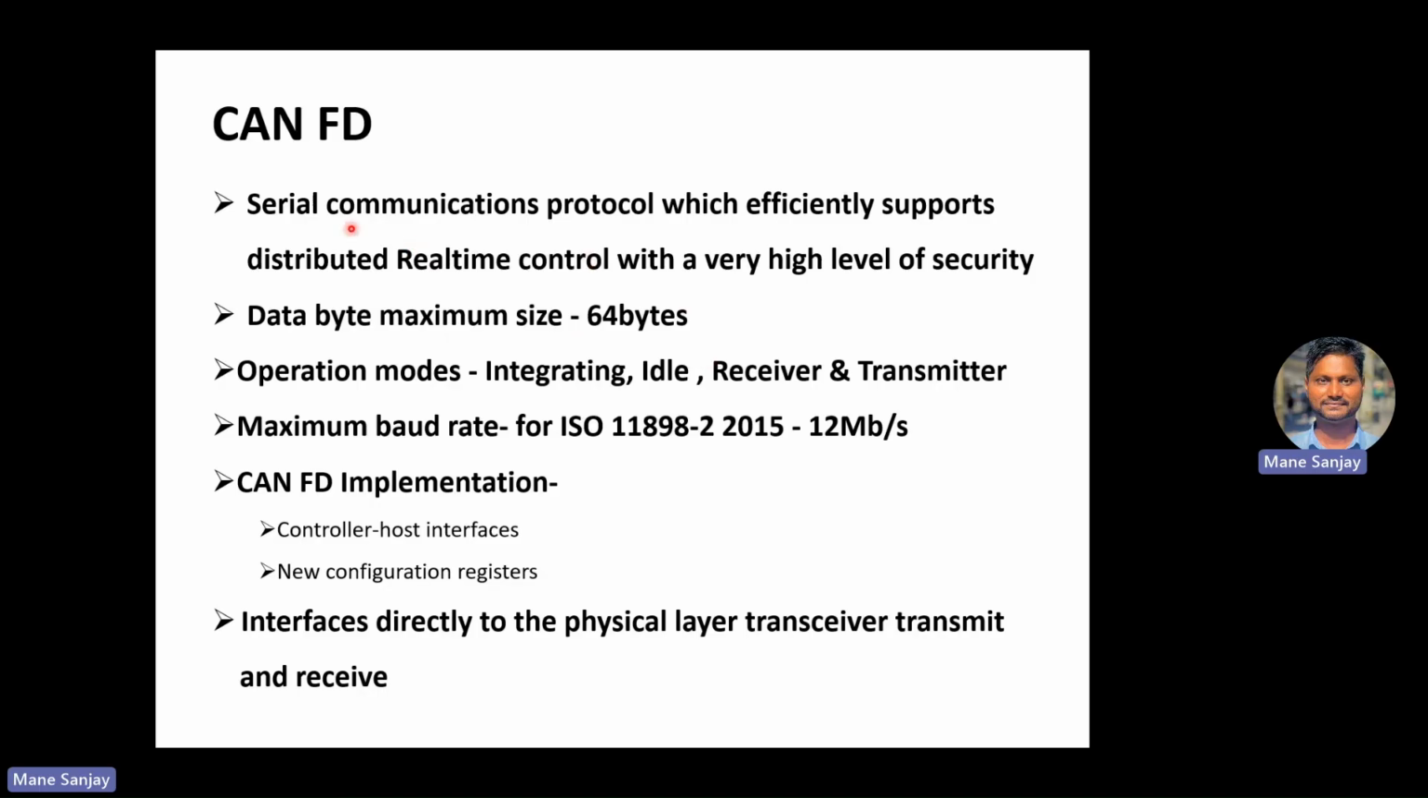So it is a serial communication protocol which efficiently supports distributed real-time control with a very high level of security. Data byte maximum size is 64 bytes, and it operates in different modes: integrating mode, idle mode, receiver mode, transmitter mode, and very important, the baud rate. Earlier we have seen the maximum baud rate was up to 1 Mbps, even for J1939 and for the standard CAN and extended CAN frame, that is CAN 2.0 A and B. But here you can send 12 Mbps. So CAN FD implementation happens on the controller host interfaces, new configuration registers, and interfaces directly to the physical layer transceiver, transmit and receive. So this is what the CAN FD is.